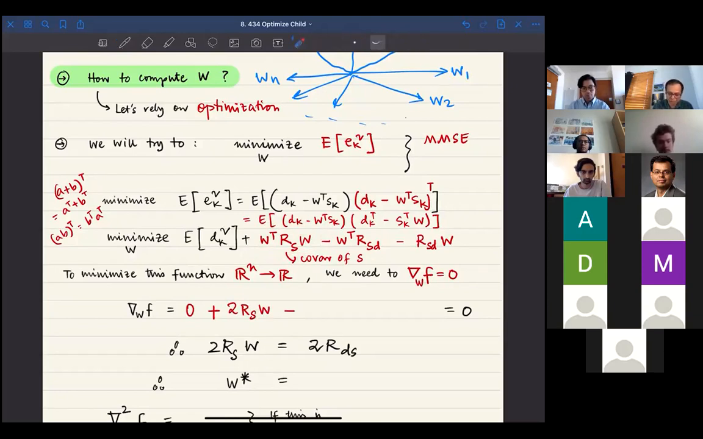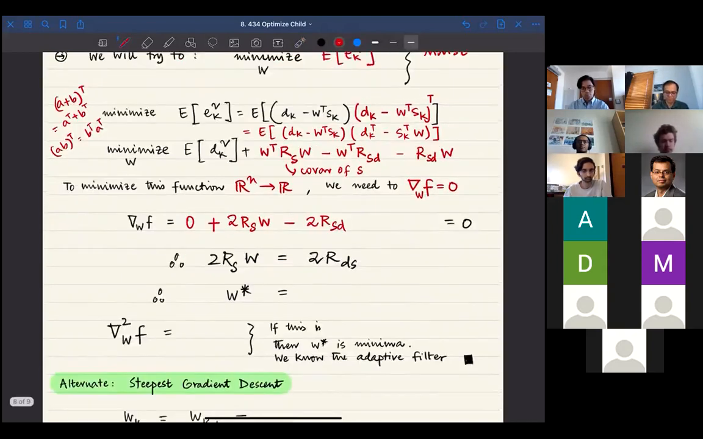2RSW minus, these two are the same. So differentiate both of them, this one and this one. Minus 2RSD. Perfect. Equals 0. Okay. So then what do you have? 2RSW equals 2RDS or RSD. Therefore, what is W star? W star is RS inverse RDS.